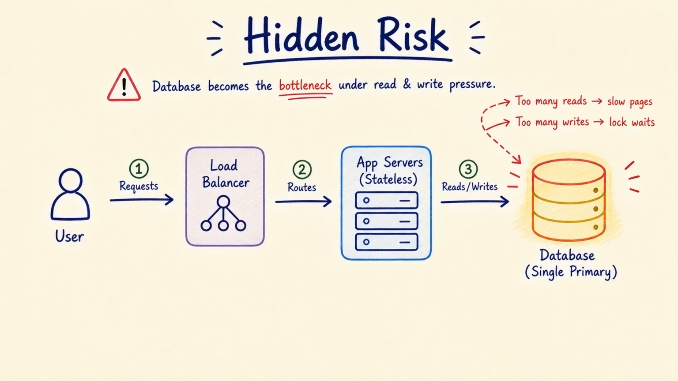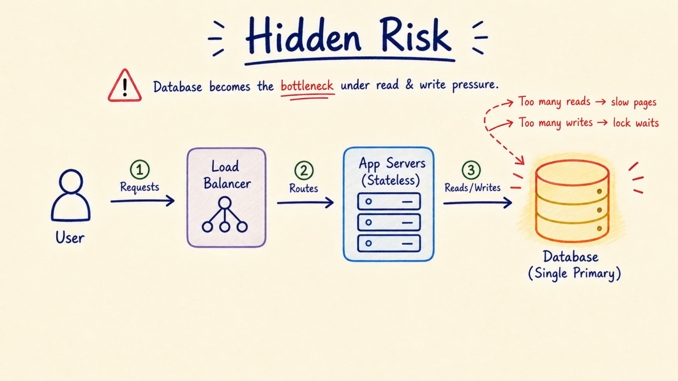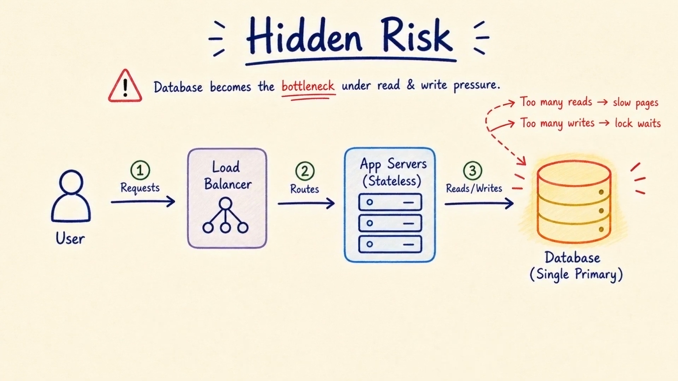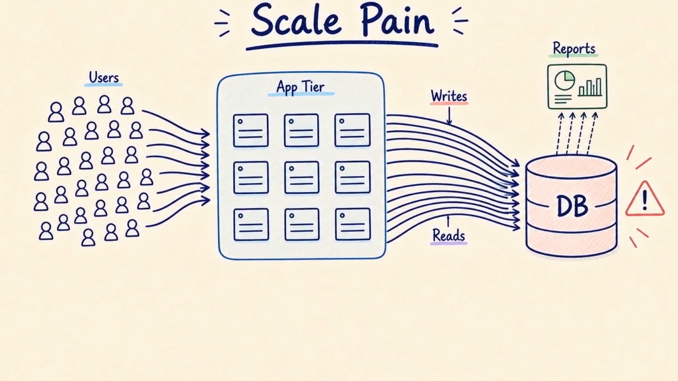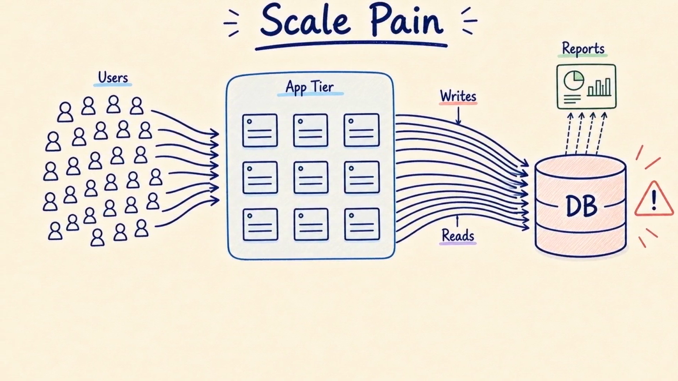The database becomes a bottleneck once reads, writes, and reporting compete for the same resources. The first production pressure usually shows up here. That is the moment when a pleasant diagram turns into an engineering decision.